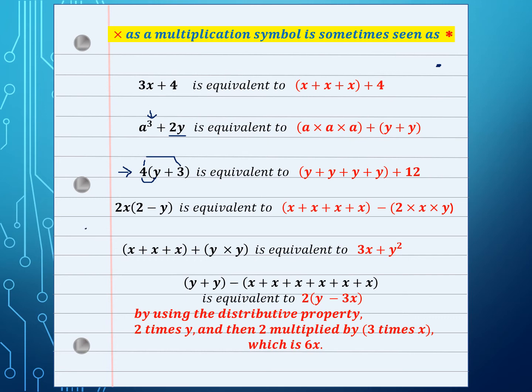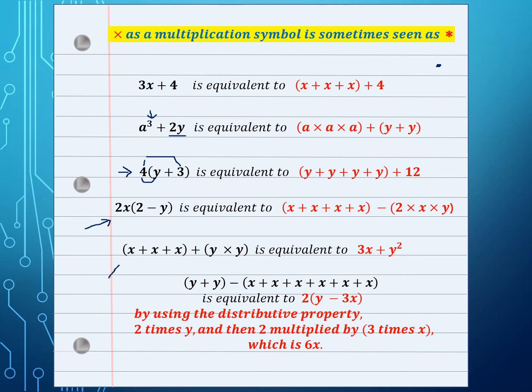Let's look at 2x times the quantity 2 minus y. Distribute the 2x. 2x times 2 is 4x. Well, 4x says 4 times x. That's x plus x plus x plus x. Minus 2x times y, which is 2 times x times y.